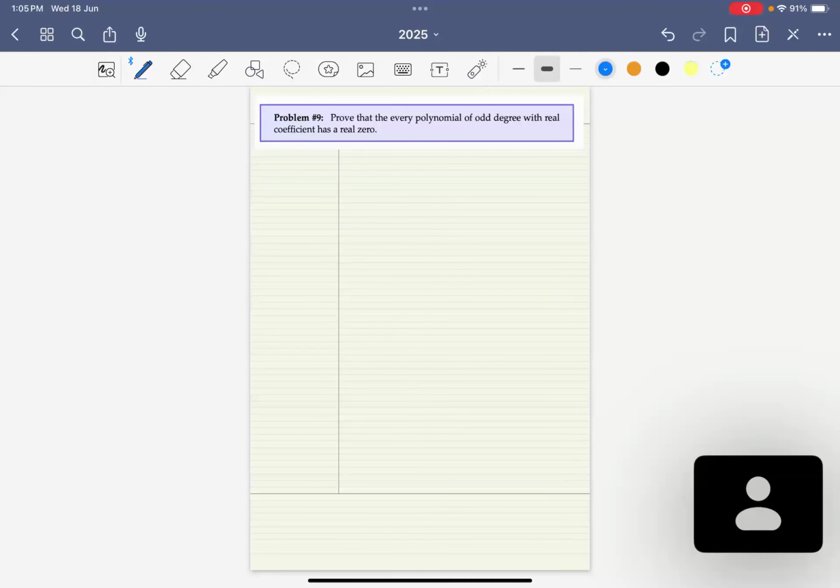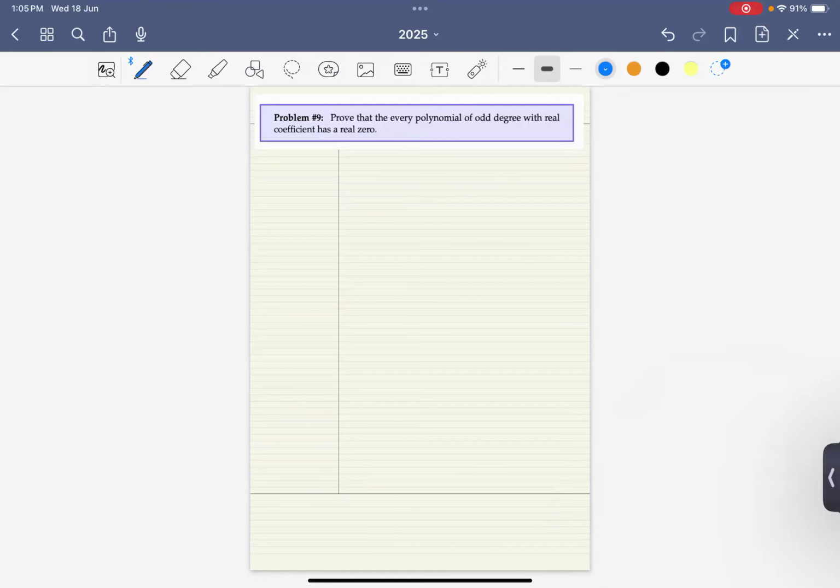Well, hello and welcome. We are here to solve yet another problem from calculus, a very interesting one, quite as old as a tale. The problem says that you have to prove that every odd degree polynomial with real coefficients must have a real zero.